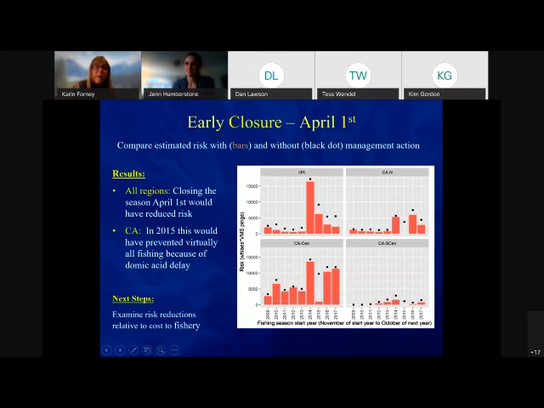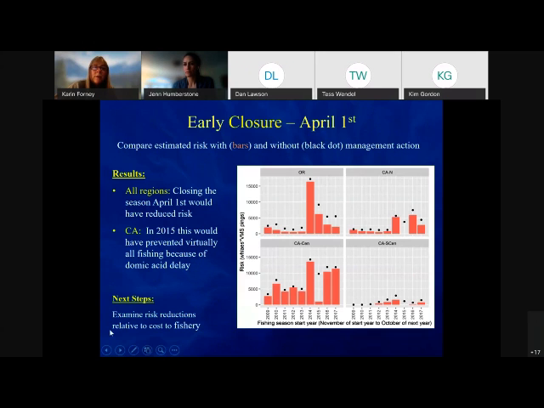If we look at the other end of the season, in April, so if we close the fishery on April 1st, in all regions that would have reduced risk. We can see that the bars are lower than the black dots. In 2015 in California, however, this would have virtually prevented any fishing because the fishery actually didn't really get going in earnest until April because of the domoic acid. But this gives us a sense of what magnitude of risk reduction we could expect with various measures, and we can pick April, May, whatever time periods we want for this.